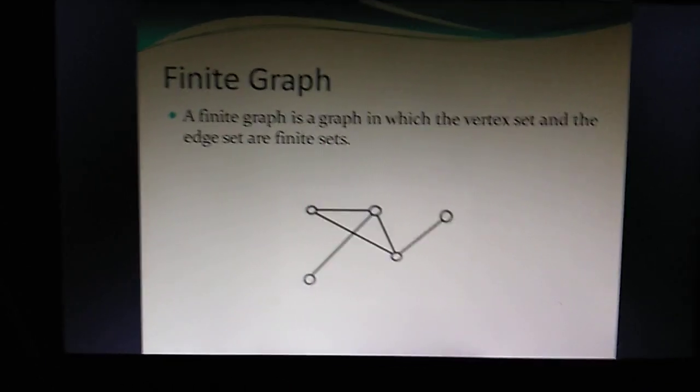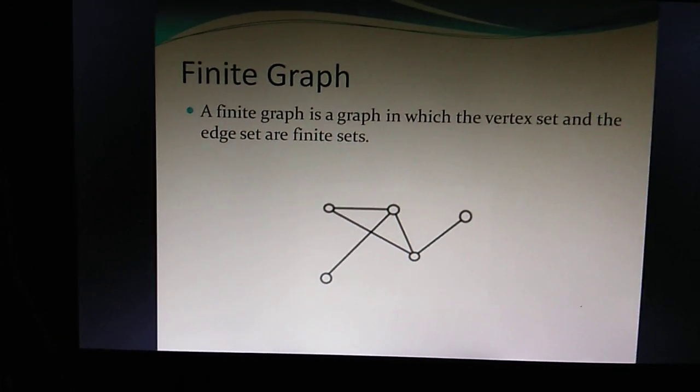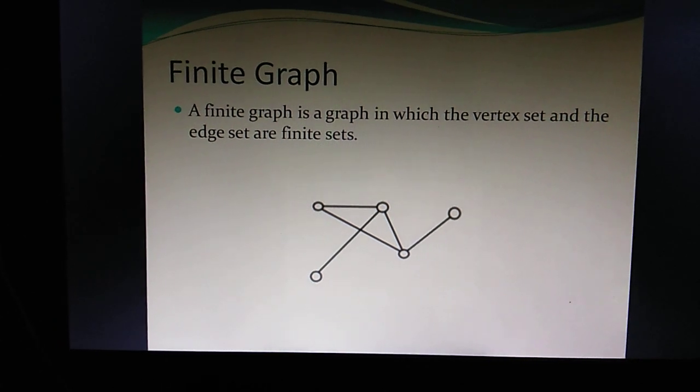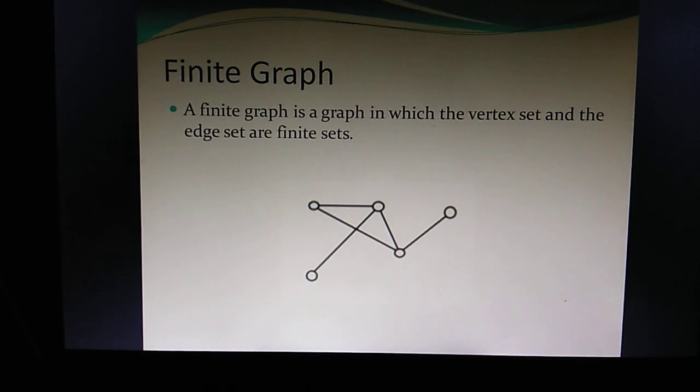An example of a graph is the finite graph. A finite graph is a graph in which the vertex set and the edge set are finite sets. The example is in the picture.